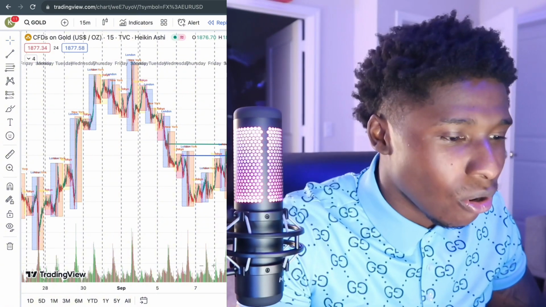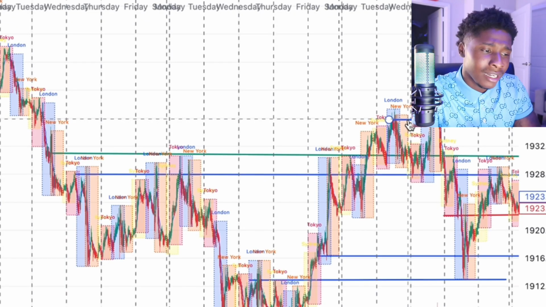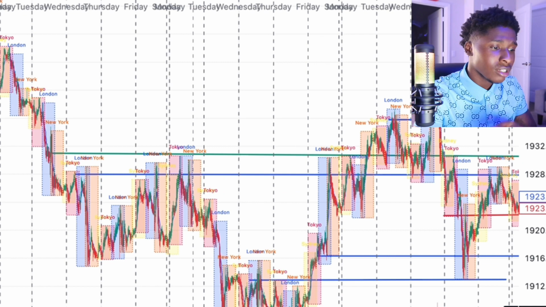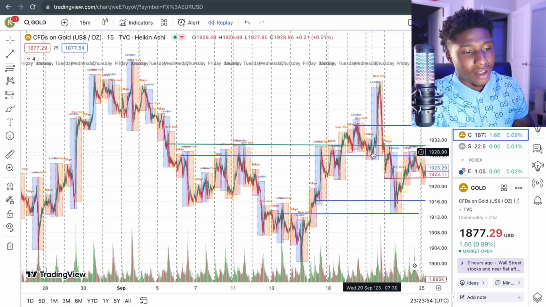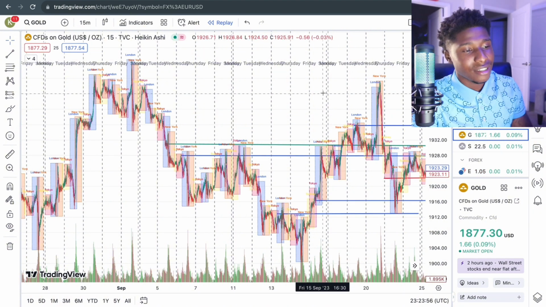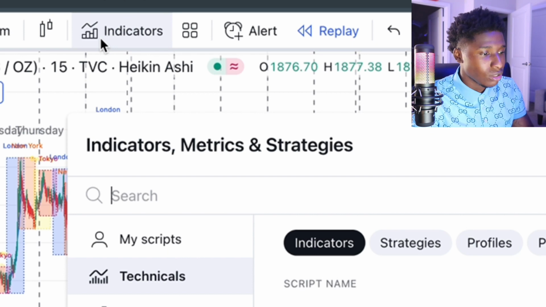So this is gold, guys. As you can see, we got some lines pulled up, and I'm going to show you what all these lines mean and pretty much how to read this chart. So what you're seeing right now is a bunch of candlesticks, and a bunch of lines, and you're seeing Monday, Tuesday, Wednesday, Thursday. But the first thing you want to do, guys, is go to this indicators tab right here.